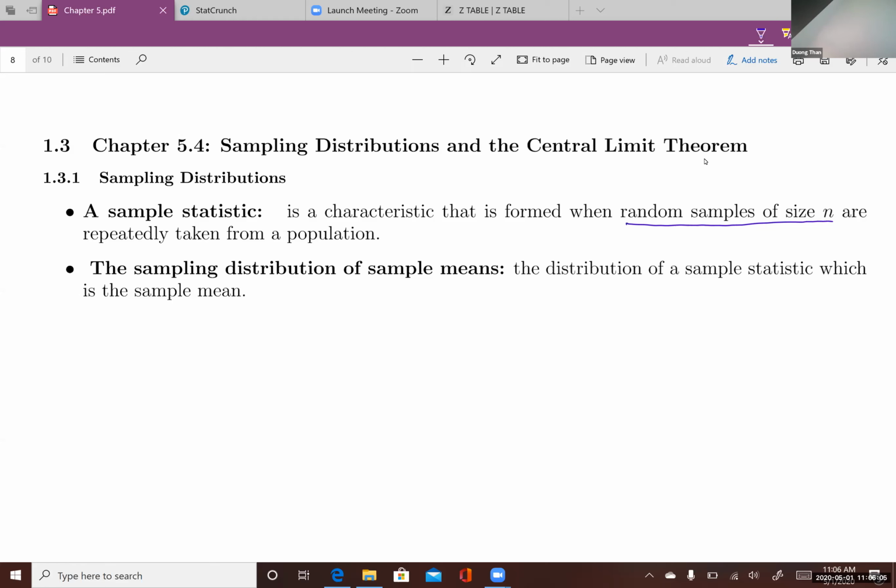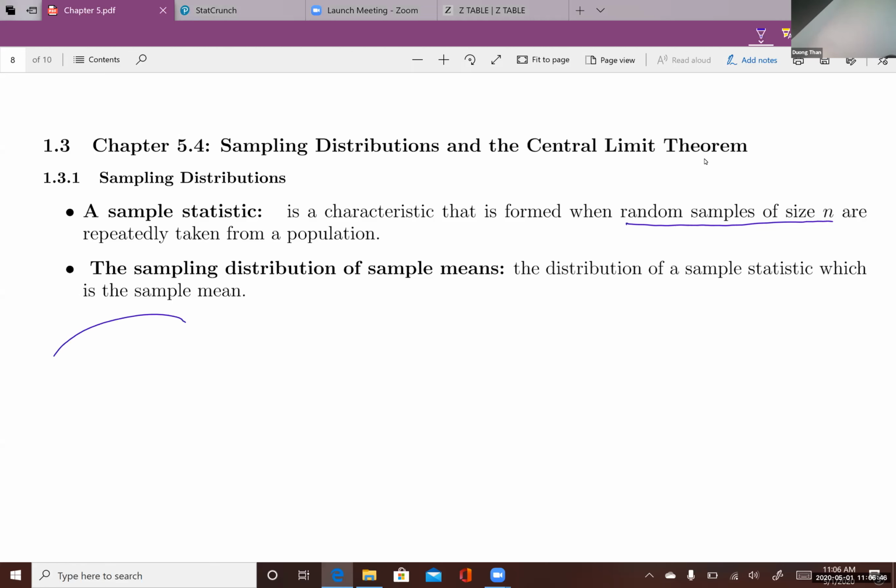This is a lecture on sampling distributions and the idea of the central limit theorem, one of the very important theorems in statistics. All right, what is a sampling distribution? Before we can talk about sampling distributions, we need to introduce the definition of a sample statistic. A sample statistic is a characteristic that is formed when random samples of size n are repeatedly taken from a population. What does it mean?